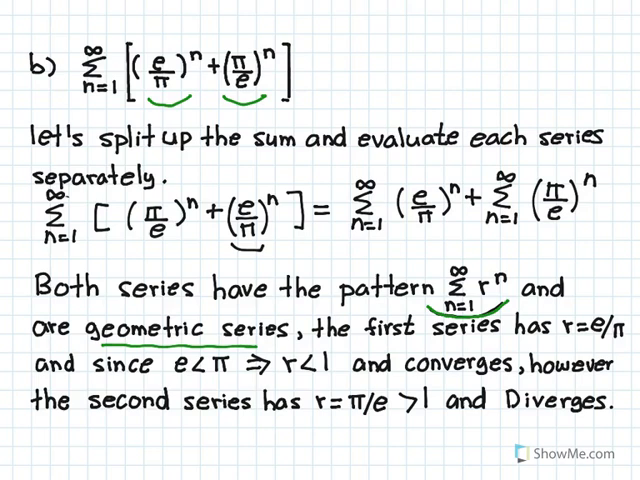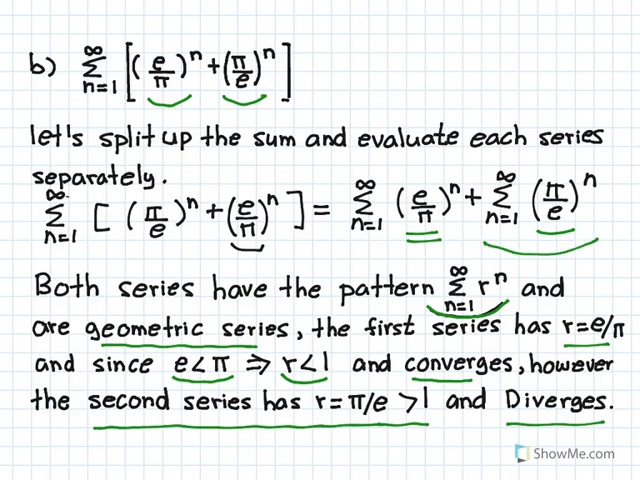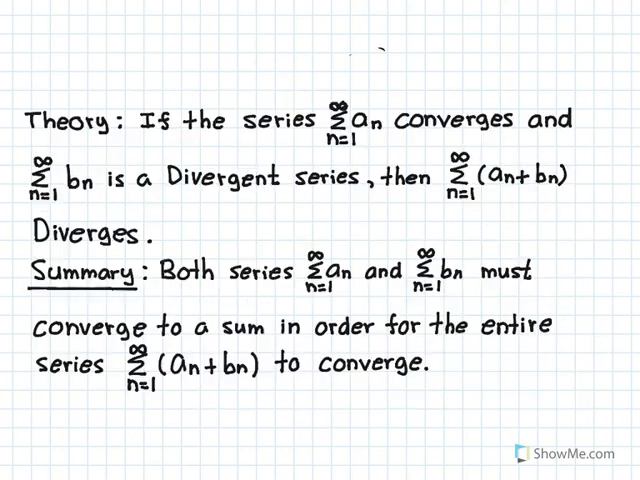The first series has r equals e over pi, and since e is approximately 2.718, which is less than pi, approximately 3.14, the ratio is less than 1 and the series converges. However, the second series has r equal to pi over e. Pi is approximately 3.14 and e is approximately 2.718, so the ratio pi over e is bigger than 1, and hence the second geometric series diverges. And if one of them diverges, the whole thing diverges.